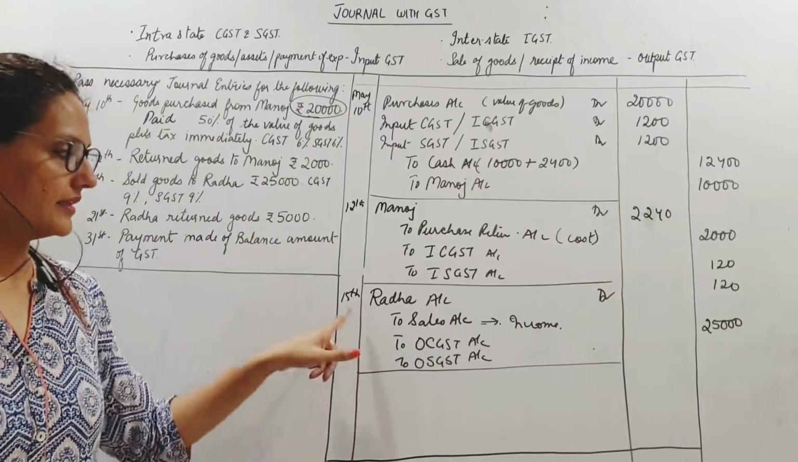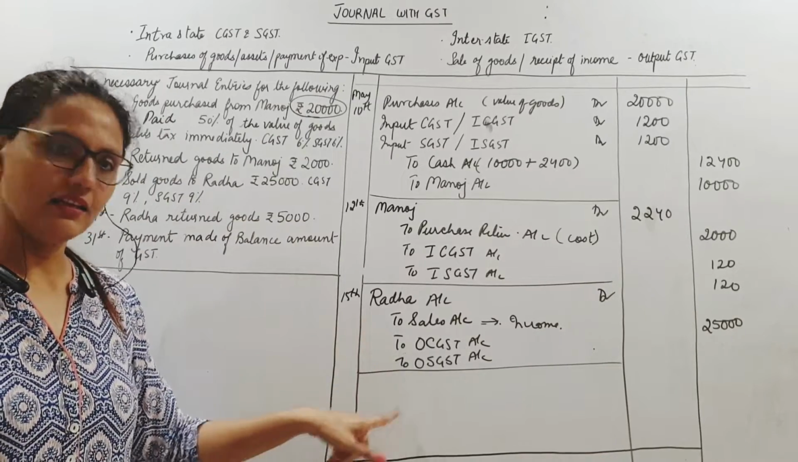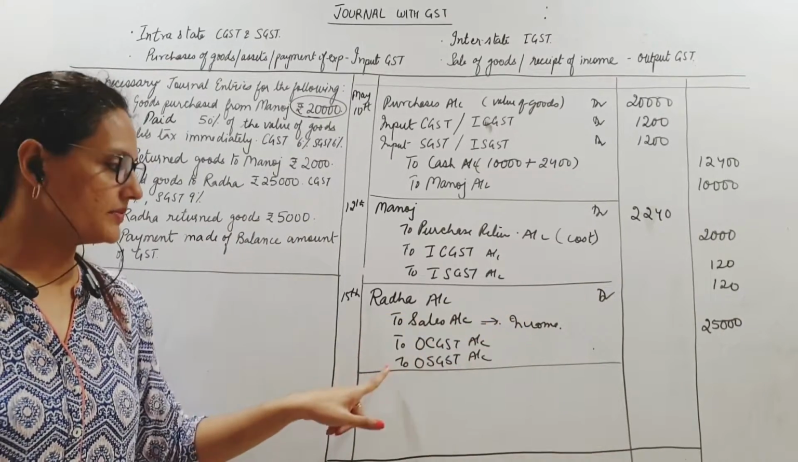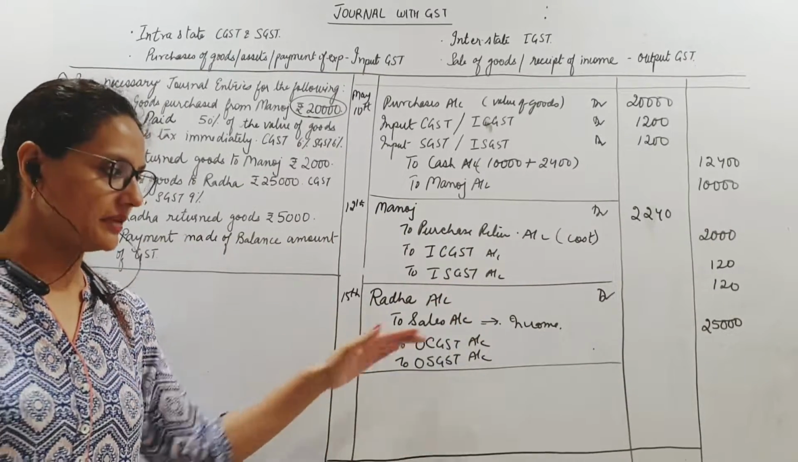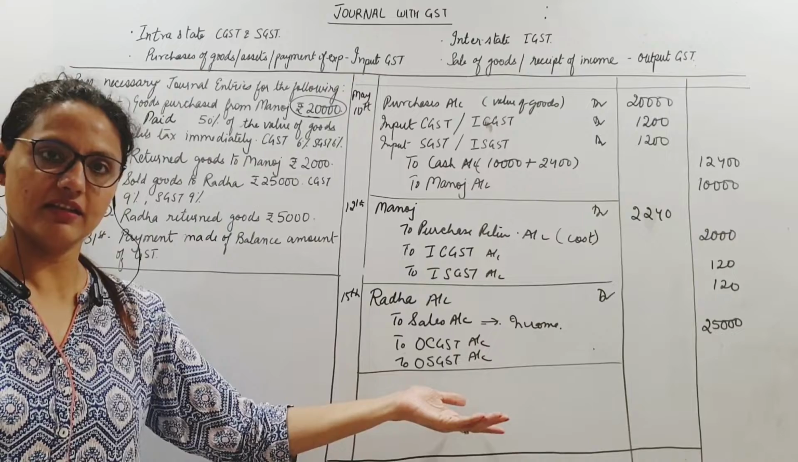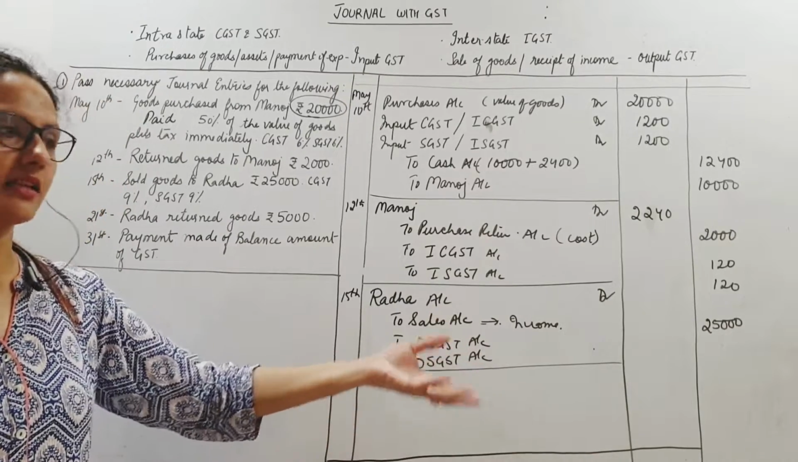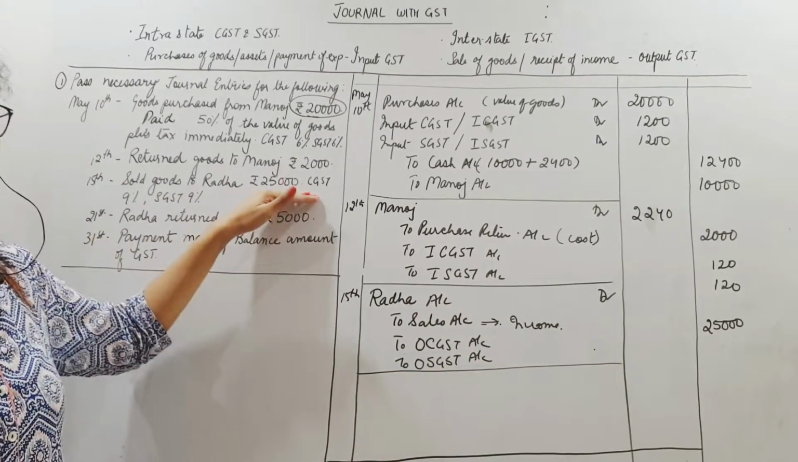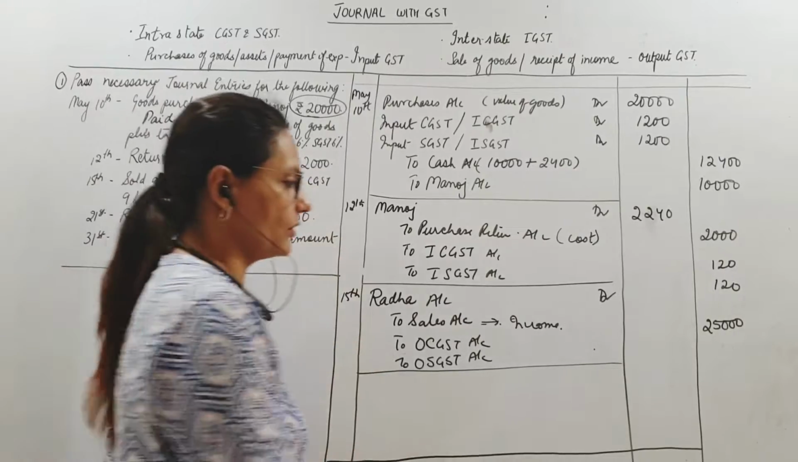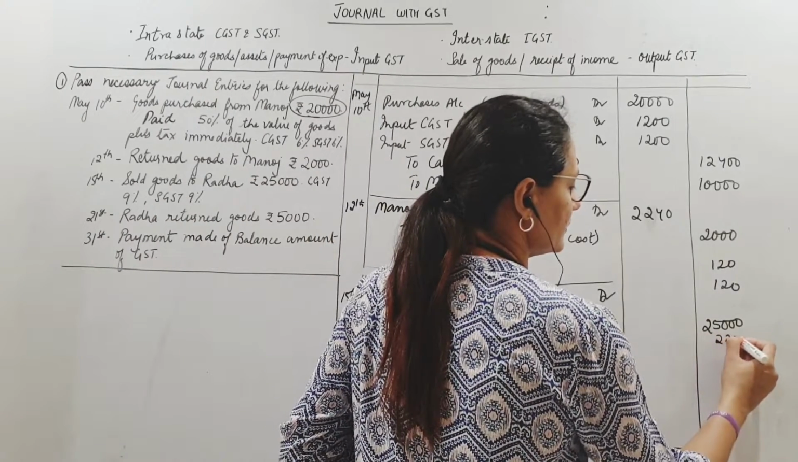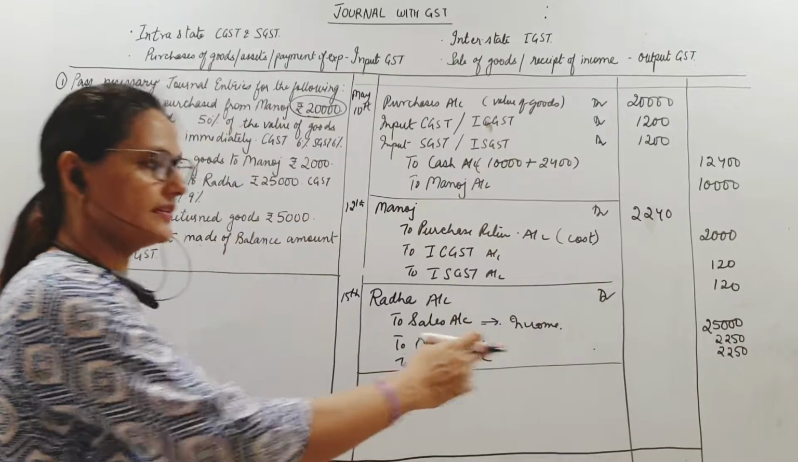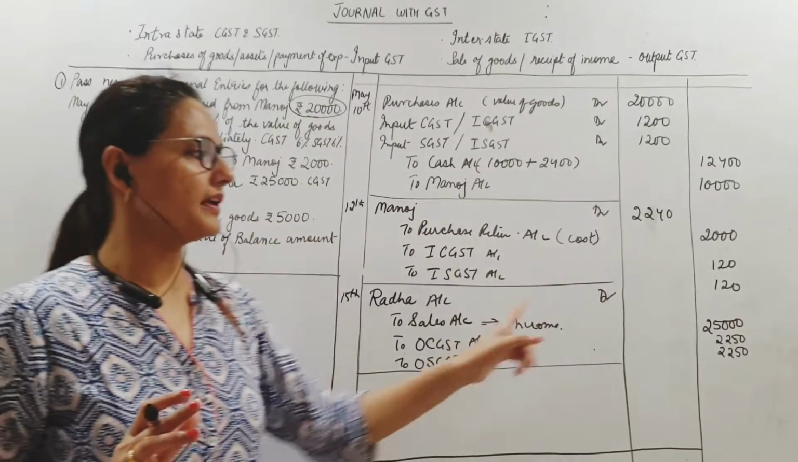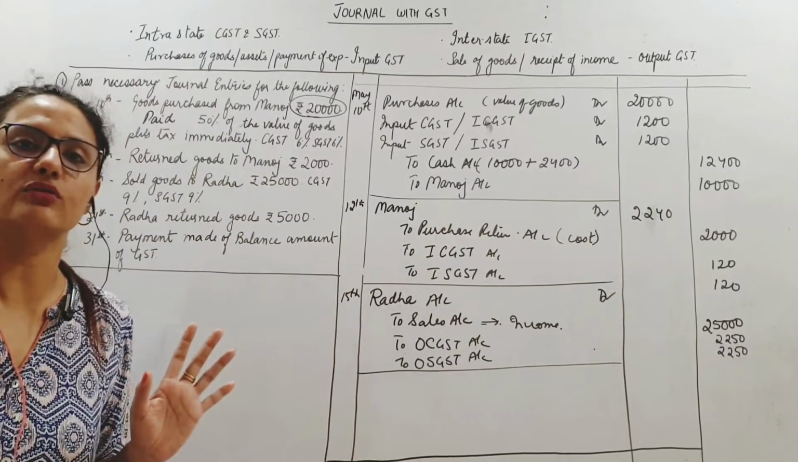So this is the entry. We are selling, making an income. What is related to income? Output taxes. And those are my liability. Liabilities to be credited. When I am incurring a liability, I am collecting this amount. What amount? 9% of 25,000. 2250. So 2250 and 2250 here, CGST and SGST. This is what I am collecting on this 25,000 of goods that I am selling.